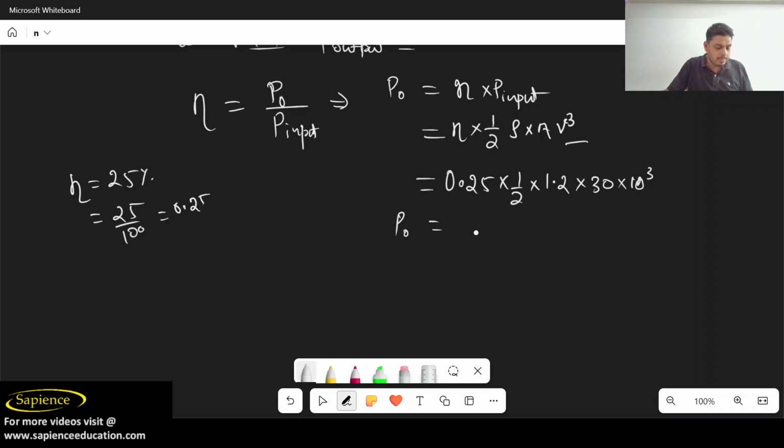So power output will be 0.25 into half, that is 0.5, into 1.2 into 30 into 1000. So this is 4.5 into 10 power 3 watt. So can we write here 4.5 kilowatt power is being generated by the windmill.